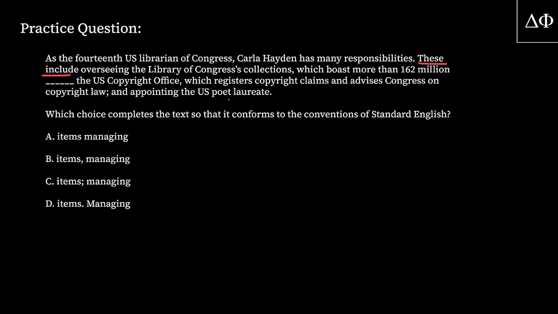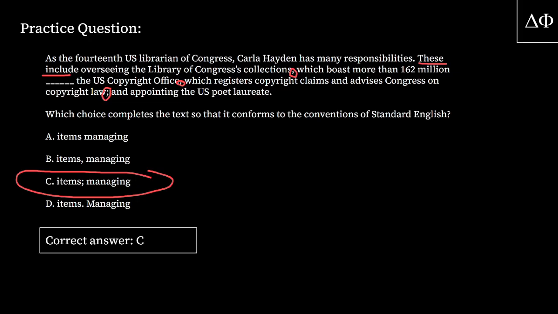And appointing the U.S. Poet Laureate. We can see that in this first list item, there's a comma. And this second list item, there's also a comma. So what should we use? We should definitely just use a semicolon, because that's the rule. Also, if you look over here, there's a semicolon. So that's just another hint that the answer is a semicolon. And indeed, the correct answer is C.